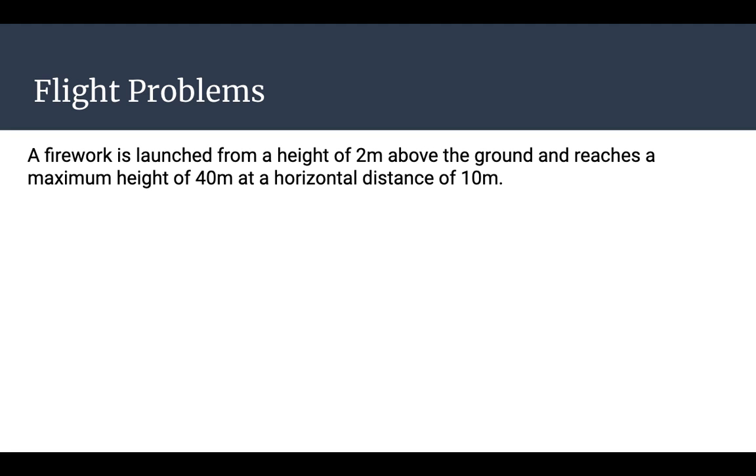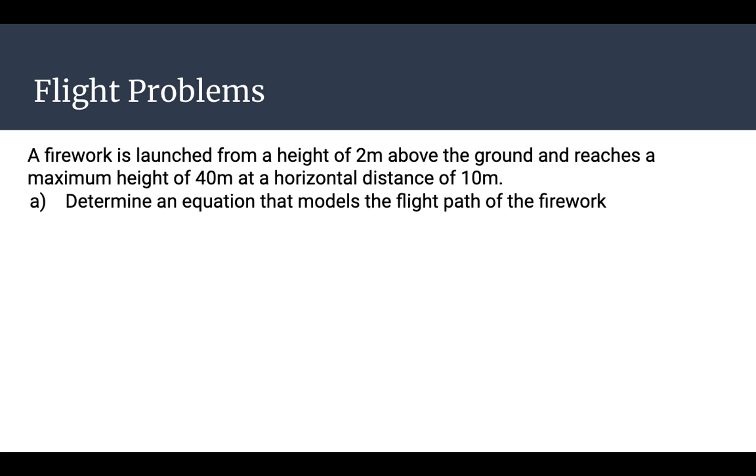So let's say we have a firework. It's launched from a height of 2 meters above the ground, and it reaches a maximum height of 40 meters at a horizontal distance away from where it starts of 10 meters. So we're going to be asked to do a few questions here. The first one is to determine an equation that models the flight path of the firework.